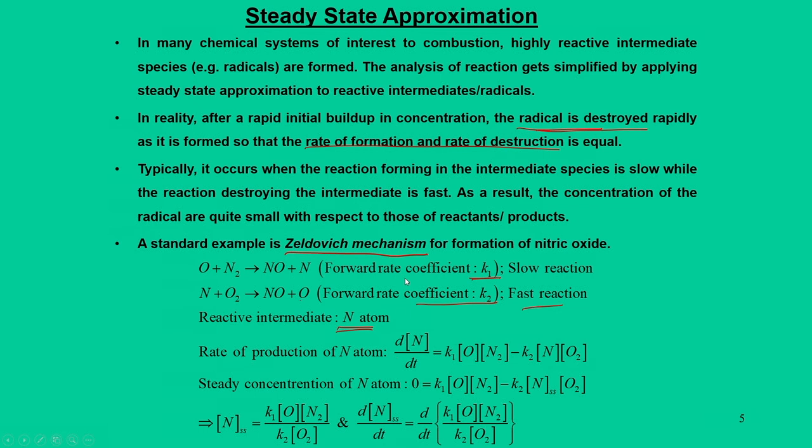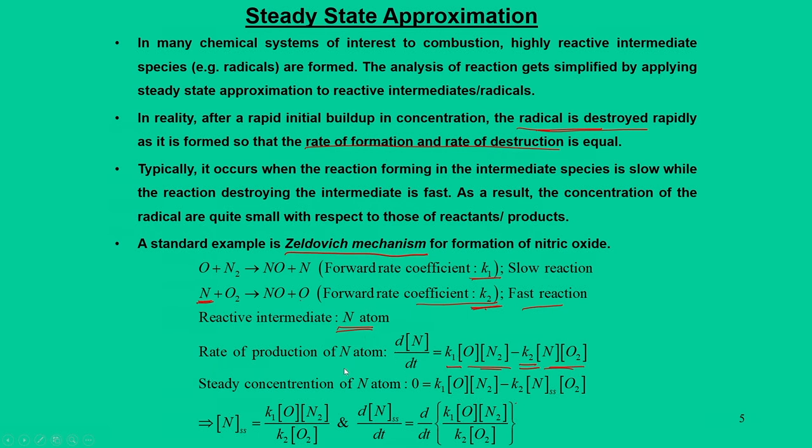From this we can find the rate of production of nitrogen atom with respect to time, based on the rate coefficients K1 and K2 with their respective concentrations. If you look at the first reaction, K1 is the forward reaction, and in the second reaction, K2 is the forward reaction. There is a negative sign here because the nitrogen atom appears on the reactant side in the second equation. So, based on this we can say this.